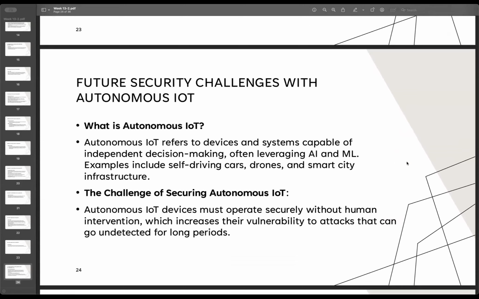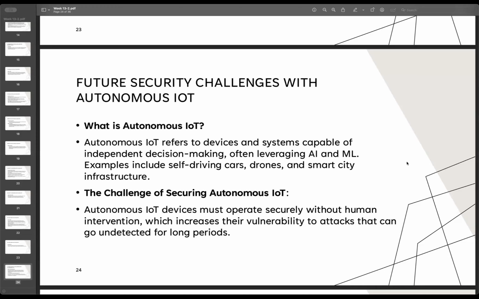Some future security topic using it: autonomous IoT. So we talk about autonomous IoT, referring to devices or systems capable of independent decision making. Okay, often leveraging AI and machine learning, including self-driving cars and drones, all of which we mentioned before. So the challenge we need to make sure of is how can they operate securely without human intervention?